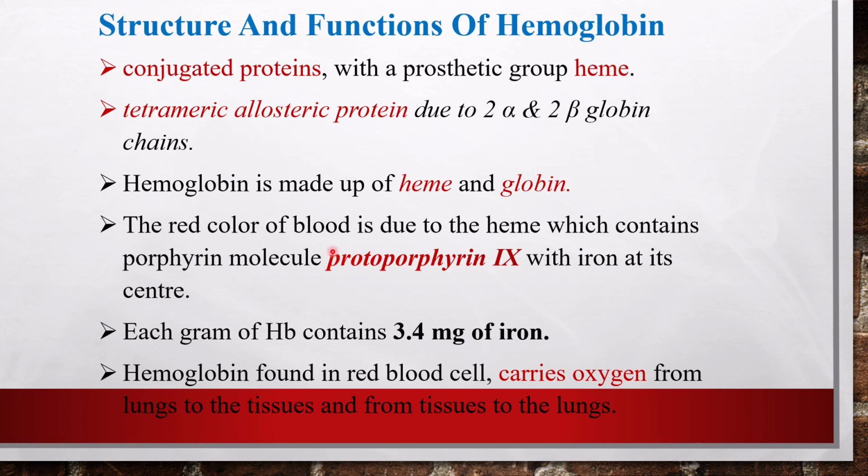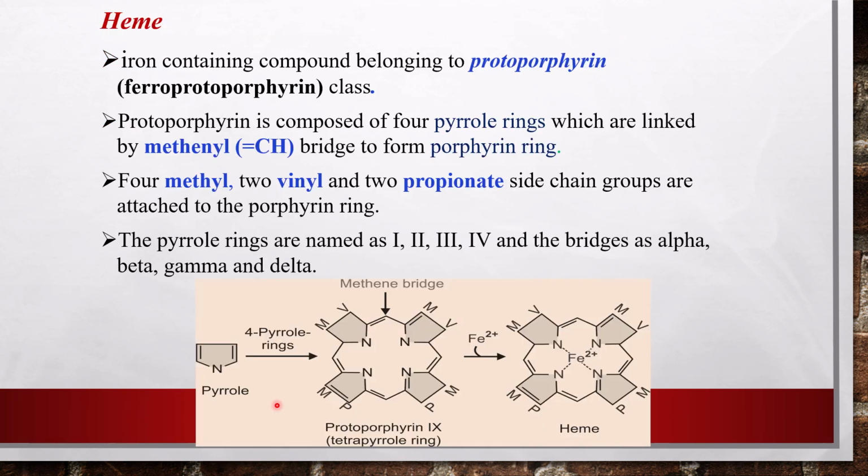The red color of blood is due to the heme, which contains a porphyrin molecule, protoporphyrin 9, with iron at its center. Each gram of hemoglobin contains 3.4 milligrams of iron. Hemoglobin found in red blood cells carries oxygen from the lungs to the tissues and from the tissues to the lungs. Here is the tentative structure of heme.